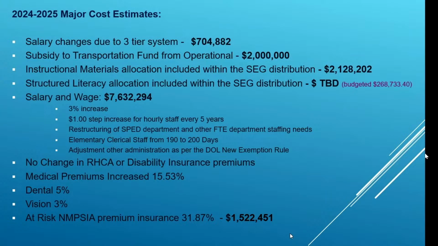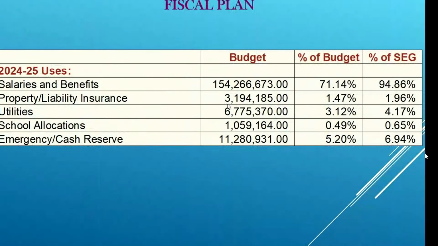For instructional materials, there's an allocation within the SEG of $2.1 million. There's also an allocation within the SEG for structured literacy. We have budgeted $268,733, but the actual amount has not been released. So we budgeted what we budgeted last year, but I may have to tweak that once those numbers come out. So we are looking at the PED website daily to see when those allocations are released.